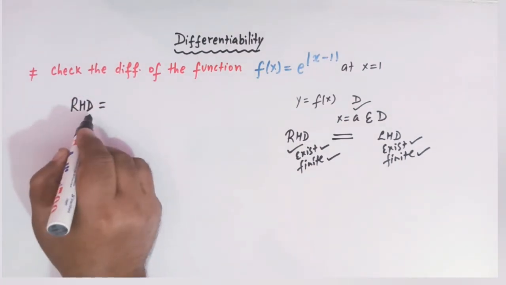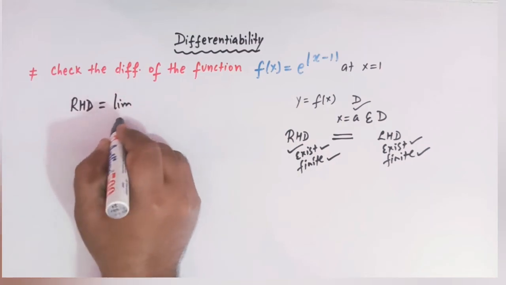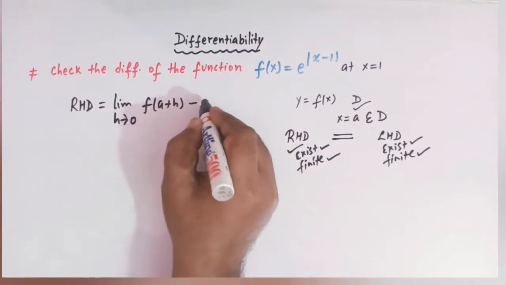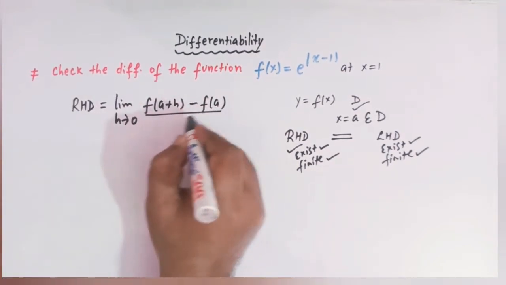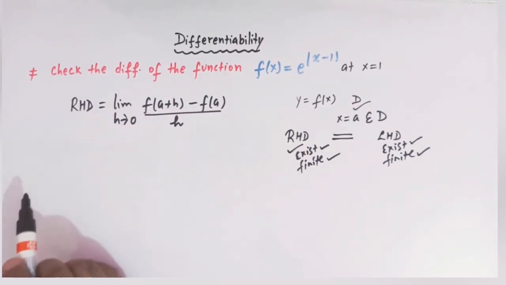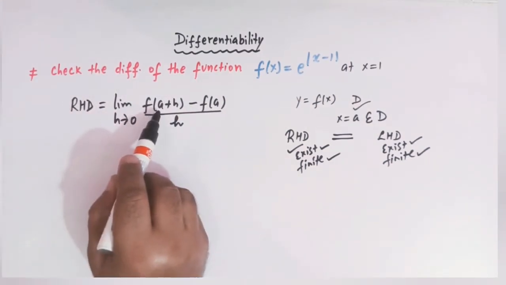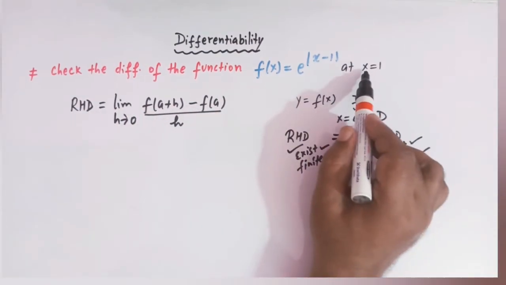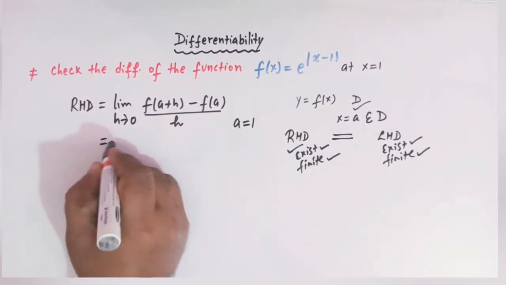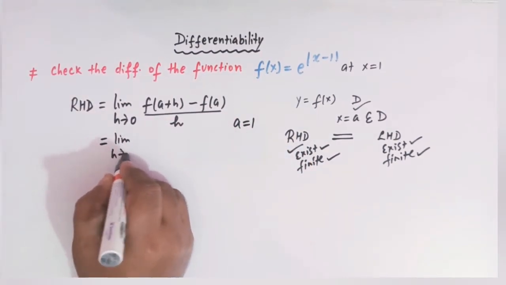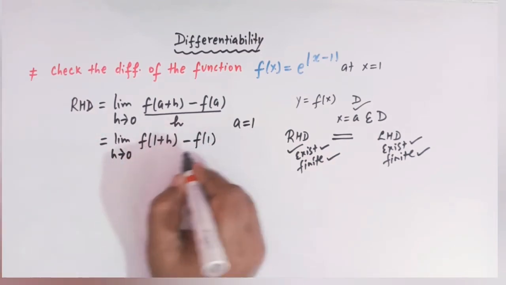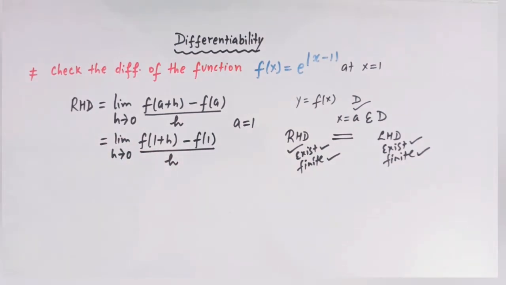The right hand derivative is defined by the limit, that is limit h tends to 0 of f of a plus h minus f of a divided by h. This is the definition of derivative of a function, and here the point a is equal to 1 in this case. So we have limit h tends to 0 of f of 1 plus h minus f of 1 divided by h.